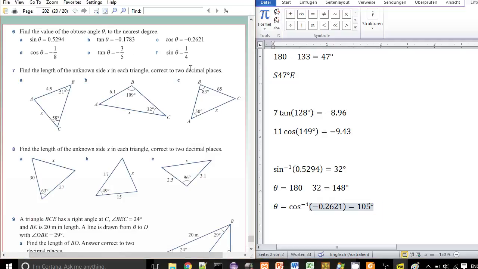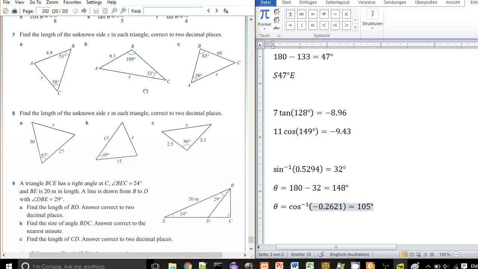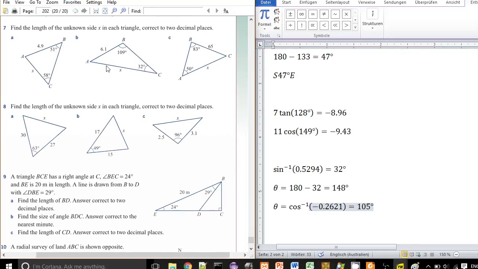You just use your calculator. Now the length of the unknown side. So there's going to be either sine rule or cosine rule. Remember, cosine rule involves all three sides. I think these are all the sine rule. I can tell because there's a side missing in each case. So let's just do the second one. X goes with the 109 and 32 degrees goes with the 6.1.